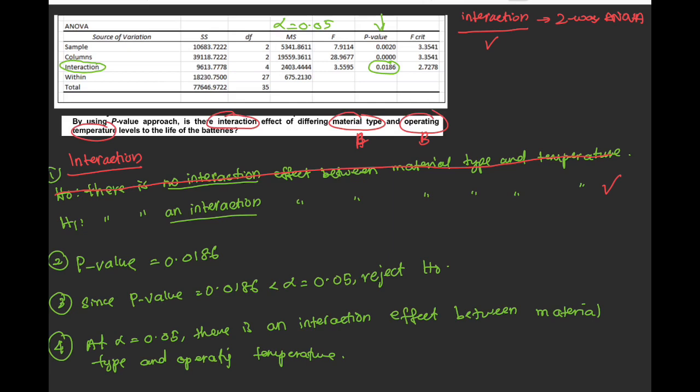So in two-way ANOVA, when you find that there is an interaction, the next step is to stop the process. You don't have to test factor A and factor B.